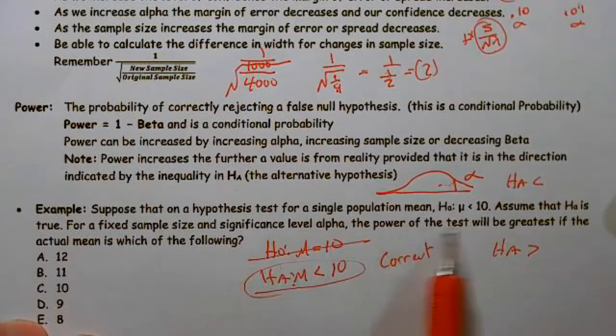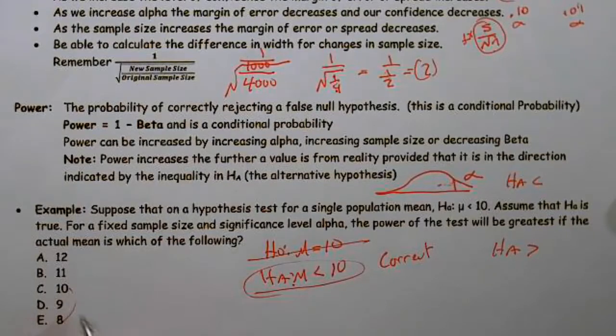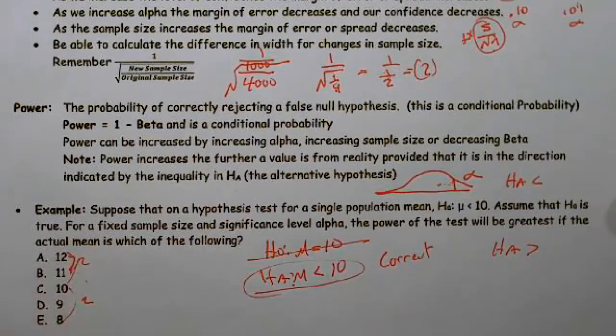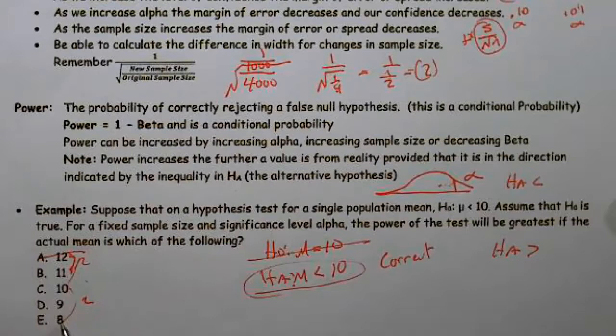The power of the test will be greatest if the actual mean is which of the following. Well, the farther I am away from reality, the greater my power. Well, this one is 2 away. This one is 2 away. So they're equal distance away. However, that one is in the wrong direction. I had to be less than. So 8 is the appropriate answer.